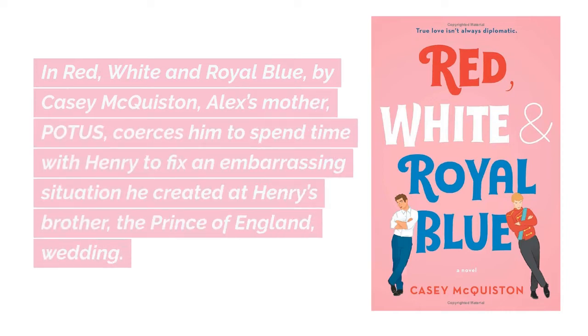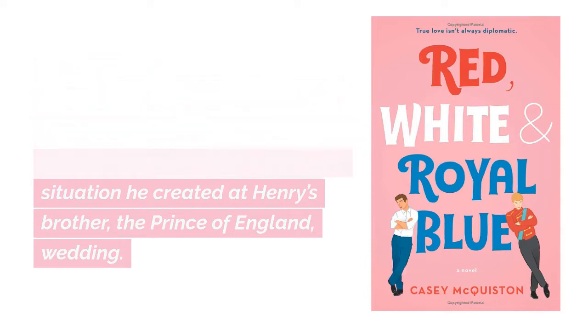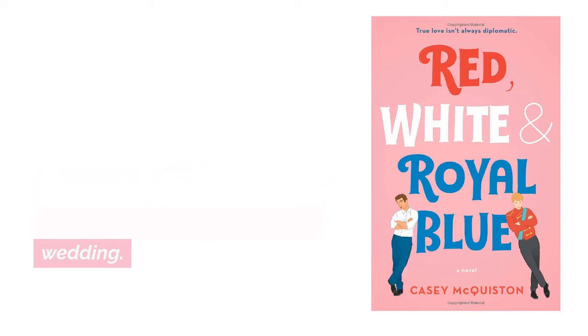Now, strangely enough, when I first wrote this post for Write With Heart, I had just read Red, White, and Royal Blue, and now here I am doing the video and the movie. Red, White, and Royal Blue has just come out. This book is by Casey McQuiston, and it has a really good example of being stuck together because Alex's mother, who's the President of the United States, coerces him to spend time with Henry, who's a Prince of England, to fix an embarrassing situation that Alex created at Henry's brother's wedding. So this is the stuck together moment. Without their parents forcing them to spend time together to fake a friendship, the whole book doesn't happen.